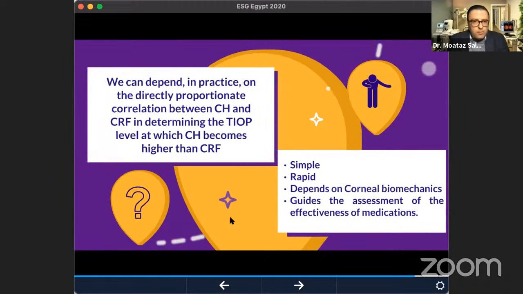So we can depend in practice on the directly proportional correlation between corneal hysteresis and corneal resistance factor in determining the target intraocular pressure level at which corneal hysteresis becomes higher than corneal resistance factor. Accordingly, the ocular response analyzer is a very simple method to assess corneal biomechanics and estimate target intraocular pressure. It is a rapid procedure that can guide us in assessing the effectiveness of our medications.